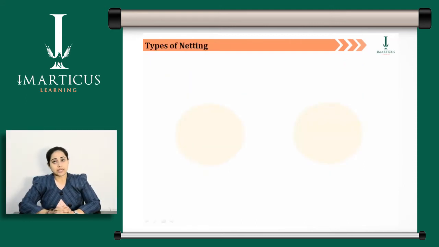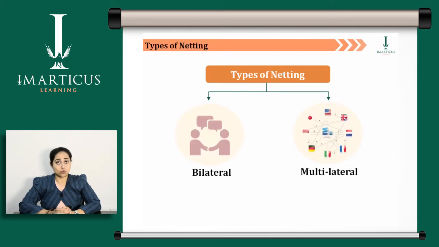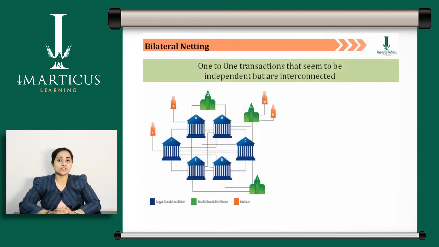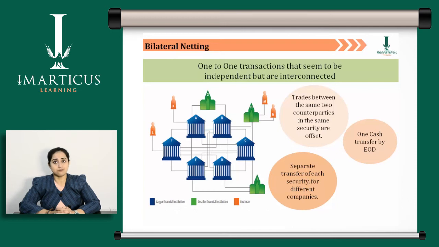Let us now learn about the types of netting. There are two main types of netting: bilateral netting, that is between two counterparties only, and multilateral netting, which is through a central counterparty. Bilateral netting involves numerous one-to-one transactions that appear to be independent but really are interconnected. Under bilateral netting, trades between the same two counterparties in the same security are offset. There is only one cash transfer by the end of the day. Then the transfer of each security is carried out separately, with an assumption that securities are of different companies. If all trades belong to the same company, then only one transfer takes place.